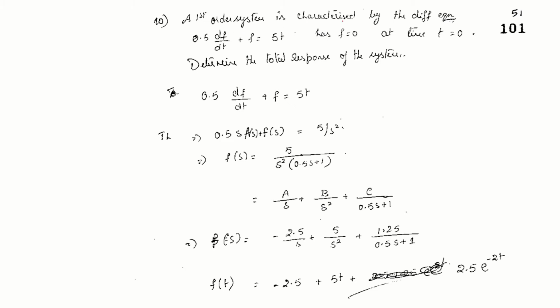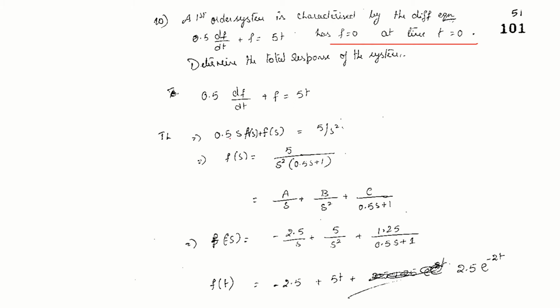A first order system is characterized by the differential equation 0.5 df by dt plus f is equal to 5t, as f equal to 0 at time t is equal to 0. Determine the total response of the system. This is the initial condition given. So df by dt plus 5t.